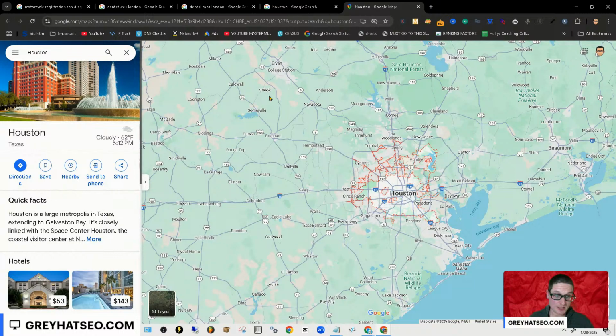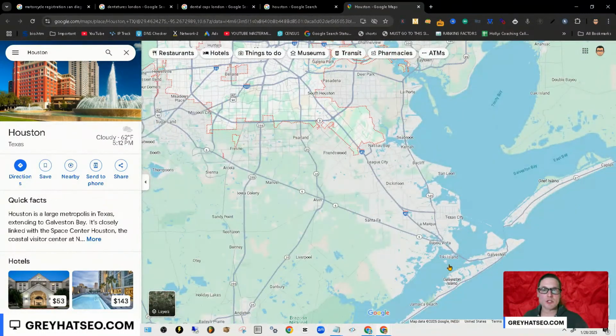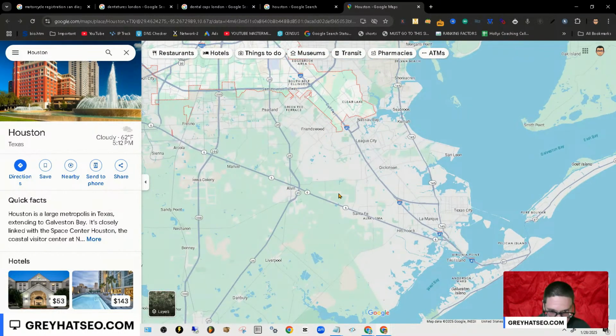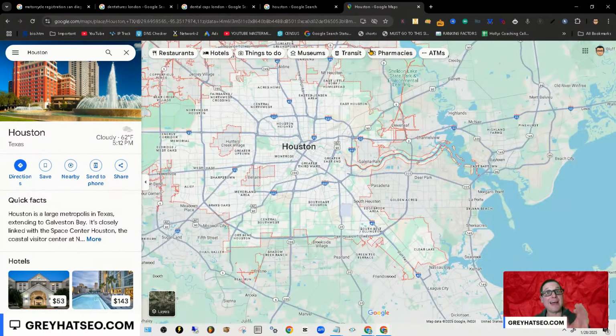Probably a pretty tough city. We're going to use Google because Google makes it very easy for us. They paid a lot of money to make this easy for them. They were buying the data, but they also made it easy for us. Thank you, Google. But when we come inside here now, anything that's inside of red is Houston.